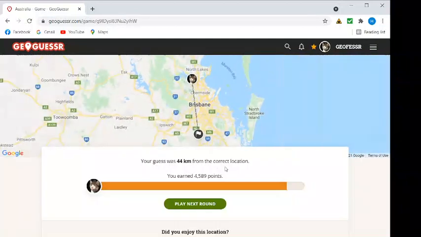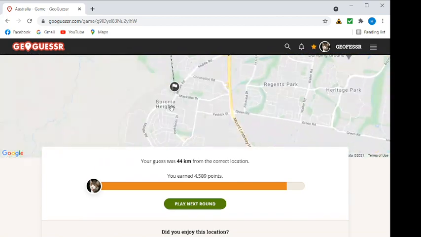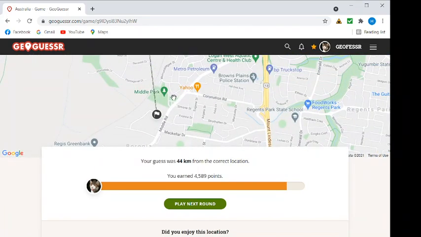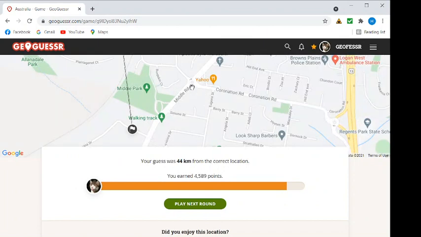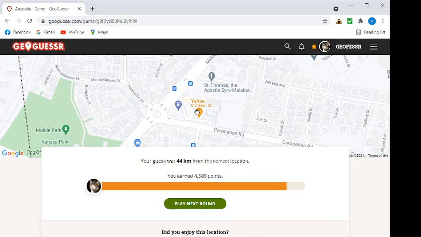Yep. And okay, so it was the Brisbane area. It was south of the city center. There's Browns Plains, Boronia Heights. Okay. And then there's that roundabout there with Middle Road and Coronation Road.